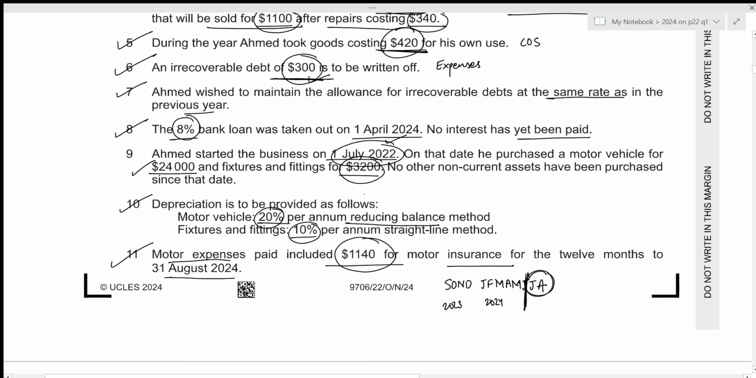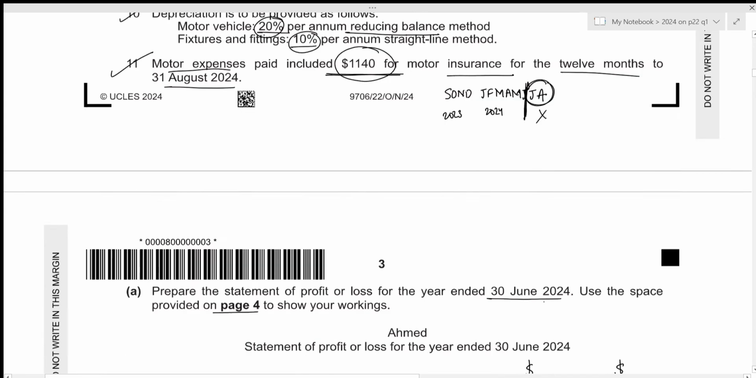And for information 11, motor expenses paid included 1,140 for motor insurance for the 12 months to 31st August 2024. And in this case, we did not include the amount relating to the 2 months, which was after our year end of 30 June 2024. In this case, we are applying the matching concept. What we are doing is we are matching the expenditure of the insurance for the current year to the benefit of the same accounting period. Let's write it down.